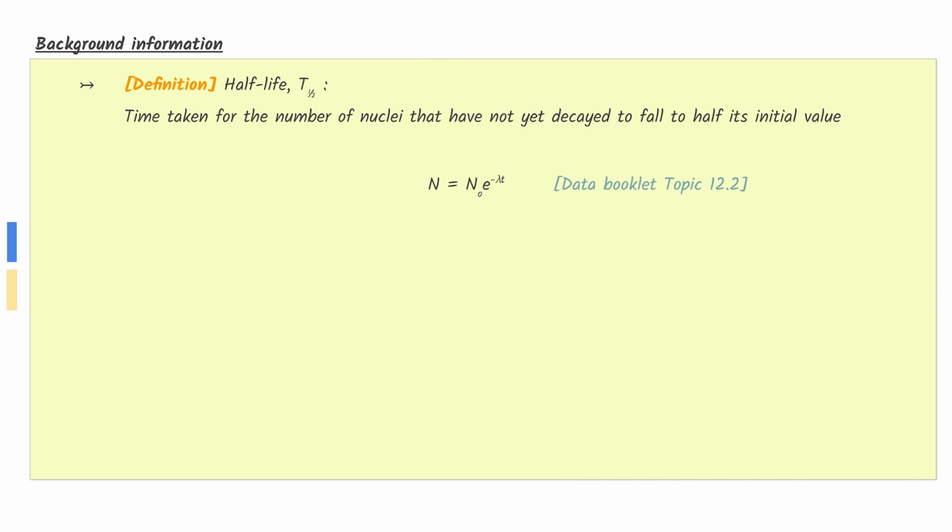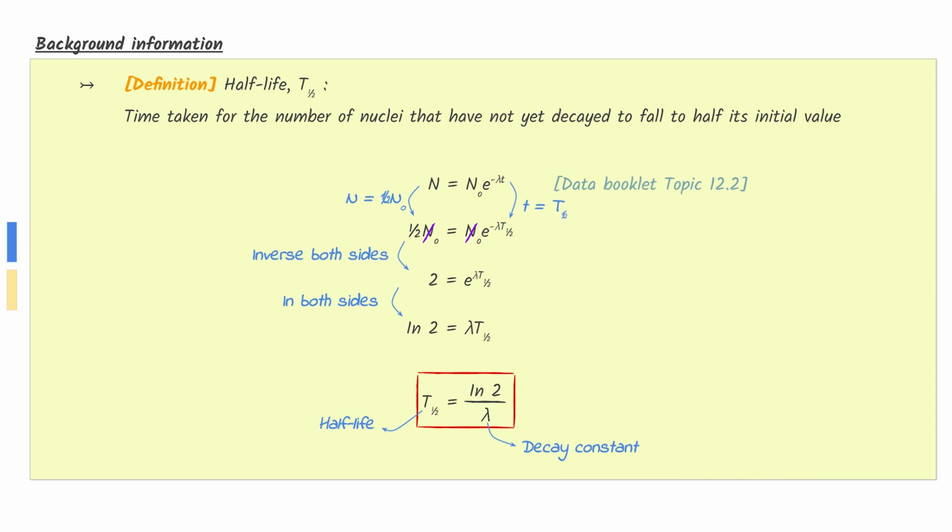Let's start this question by deriving an equation for the half-life. Half-life is the time taken for the number of nuclei that have not yet decayed to fall to half its initial value. Start from the equation given in the data booklet. Set the number of nuclei to half the initial number of nuclei and the time as half-life. Cancel out, inverse both sides, and ln both sides. Rearrange to derive the equation for half-life, which equals ln 2 over decay constant.